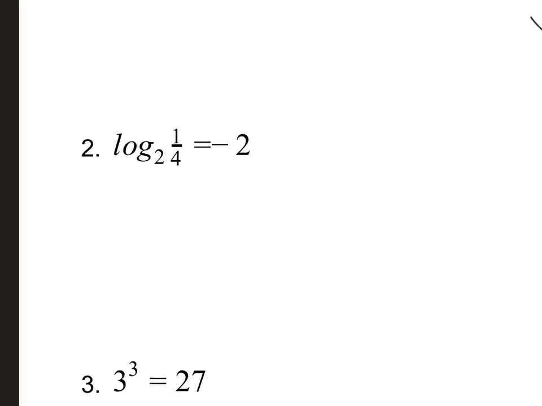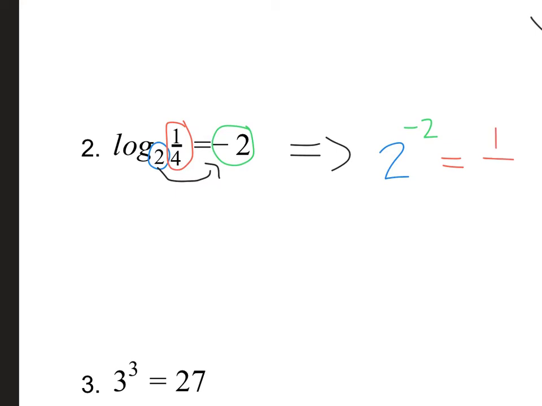Right, so this time it gets a little bit more complicated. So we have log base 2 of 1/4 equals -2. Okay? Again, we just raise the base to the other side of the equal sign. So that's exactly what we're going to do. So this implies that this should be true over here. So we've got the base 2 raised to the -2 should equal 1/4.